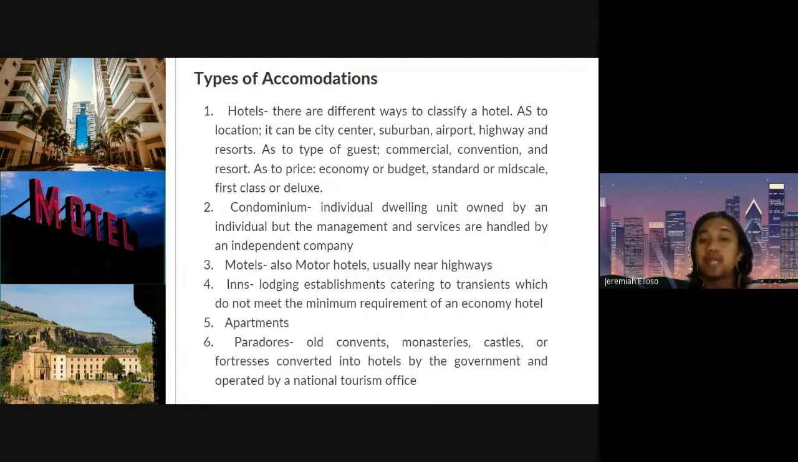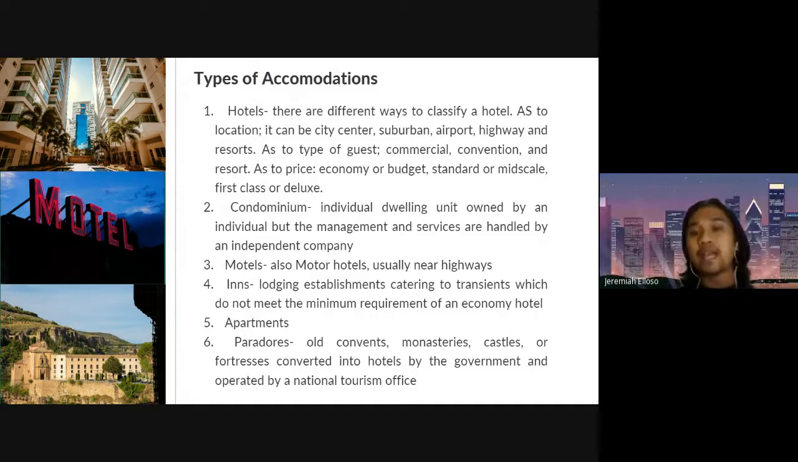And the first one is hotels. There are different ways to classify a hotel. It can be classified as to location. It can either be a city center hotel, suburban hotel, airport hotel, meaning to say that the hotel is situated near the airport to accommodate the travelers. Highway hotel, meaning to say it's situated near the highway, and also a resort hotel.